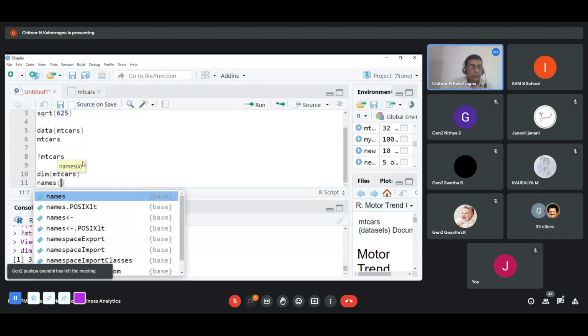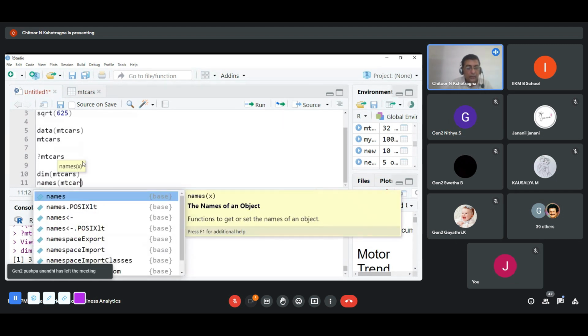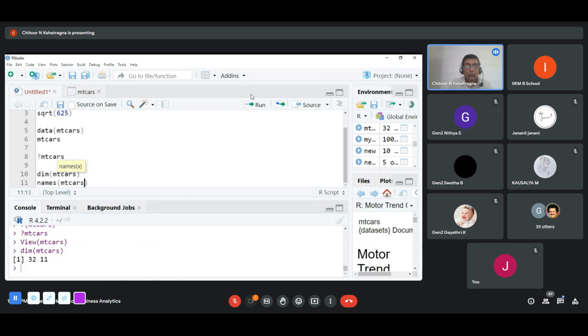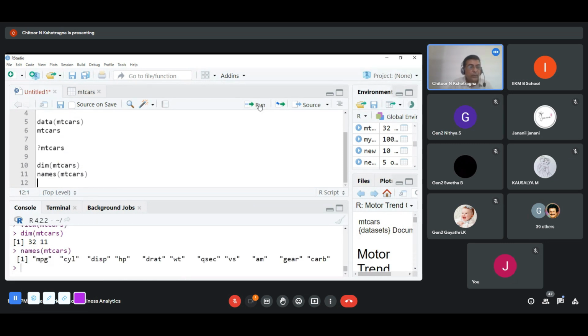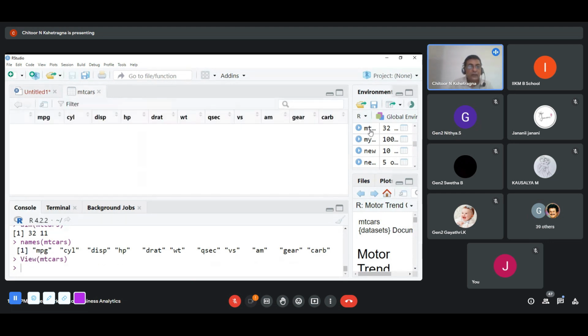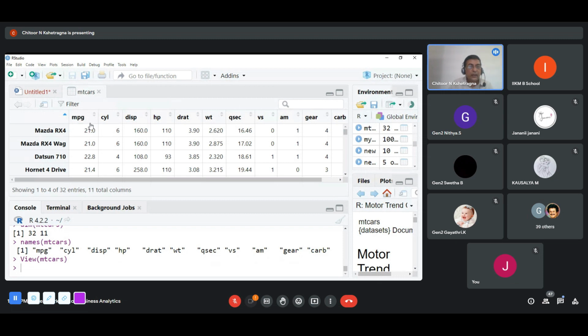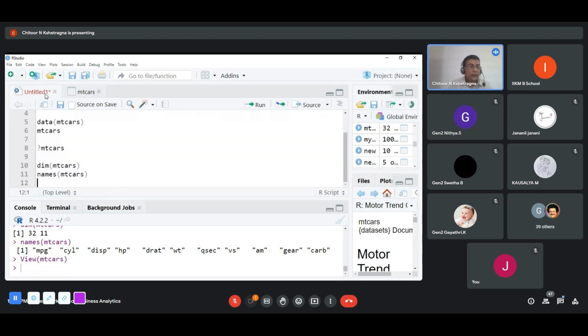I want to find what are the column names. See, what do I get? MPG, cylinder, displacement. Now just go back, let me showcase here. Just look at this: MPG, cylinder, displacement, a whole lot of HP, DRAT, QSEC, all these things. I'm able to get it here. I'm getting them as names. So now this is my column names. I want to get row names. See how easy it is.